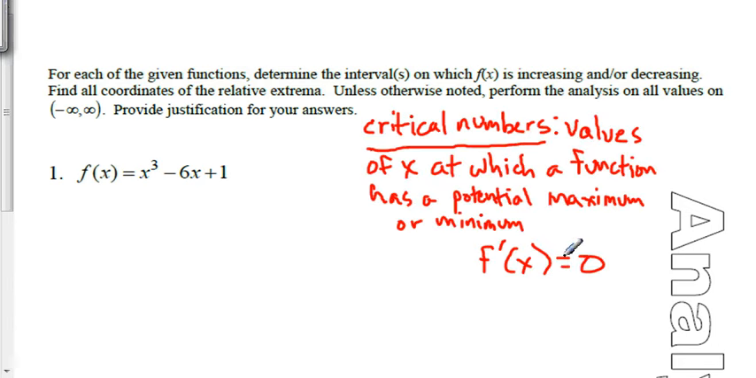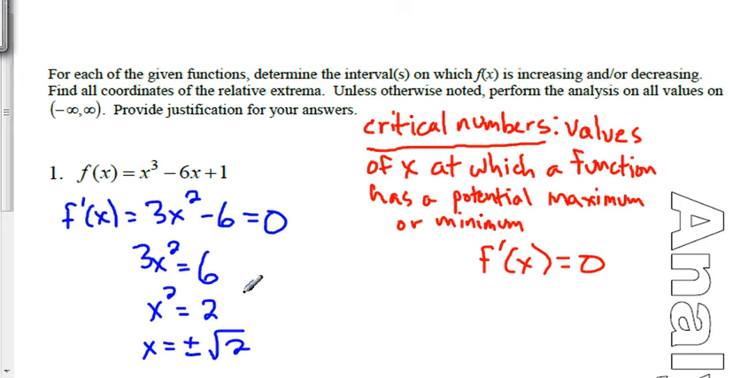Okay, so the definition of a critical number: values of x at which a function has a potential maximum or minimum. Where does that occur? When the derivative equals 0. So let's take the derivative, set it equal to 0, and now solve for x. So we find x equals plus or minus square root of 2. Those are our critical values. Let's write those down, and we're going to write them on a number line.